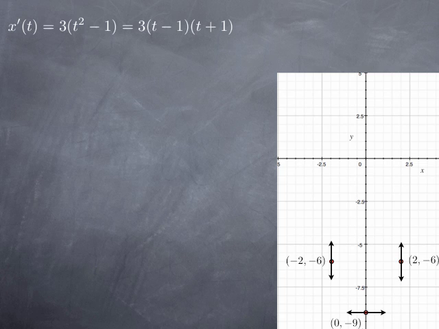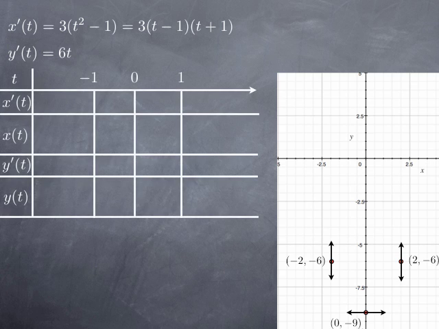So we've already calculated x prime. It's 3 multiplied by t minus 1 times t plus 1. y prime was 6t. This is going to help us see the increase and decrease for x and y: x prime is going to change sign at negative 1 and 1, y prime at 0, and the signs of x prime and y prime are going to give us the intervals of increase and decrease for x and y. So for x prime, I could have written the sign of t minus 1 and the sign of t plus 1, and made a table of signs to get the sign of x prime.